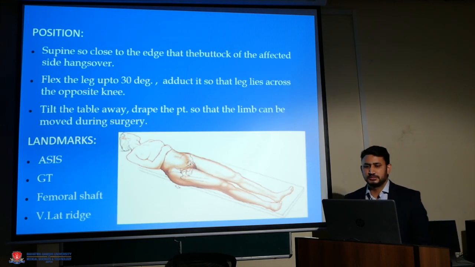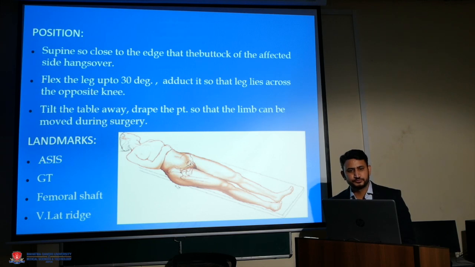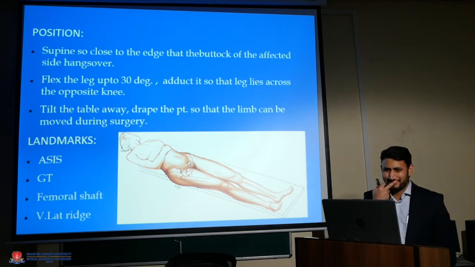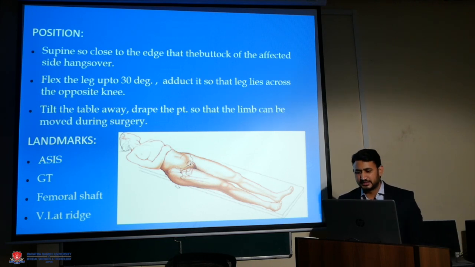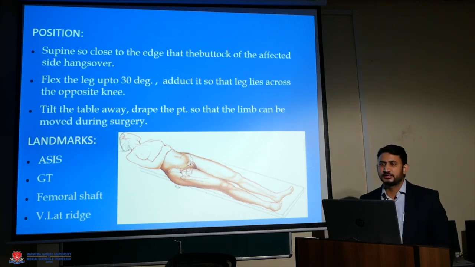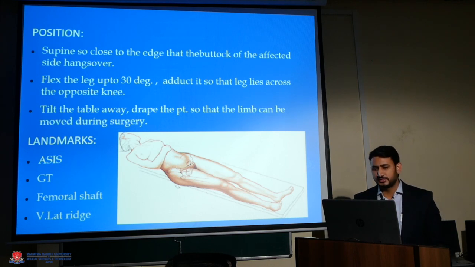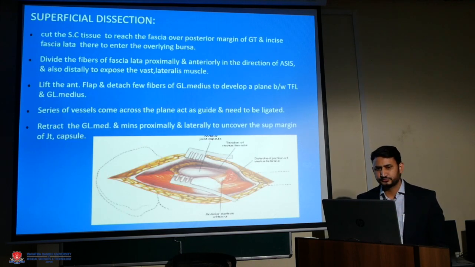Again, position in this approach is also supine position. Flex the leg up to 30 degrees, adduct it, so the operating limb lies across the opposite knee, and tilt the table a bit away, drape the patient. Landmarks here are anterosuperior iliac spine, greater trochanter, femoral shaft, and vastus lateralis ridge.